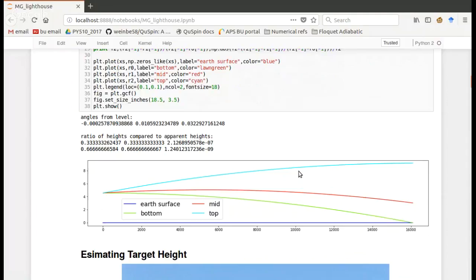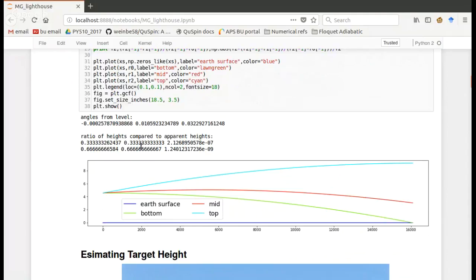So you can see here's the Earth's surface, the blue line, and then we have three rays from some point in the middle, some point in the bottom, some point in the top. And here I'm plotting ratios of this height, the distance between here and here, divided by the total height. I picked it such that this is 2/3 and this is 1/3 of the entire object, so I can compare that to the angles here.